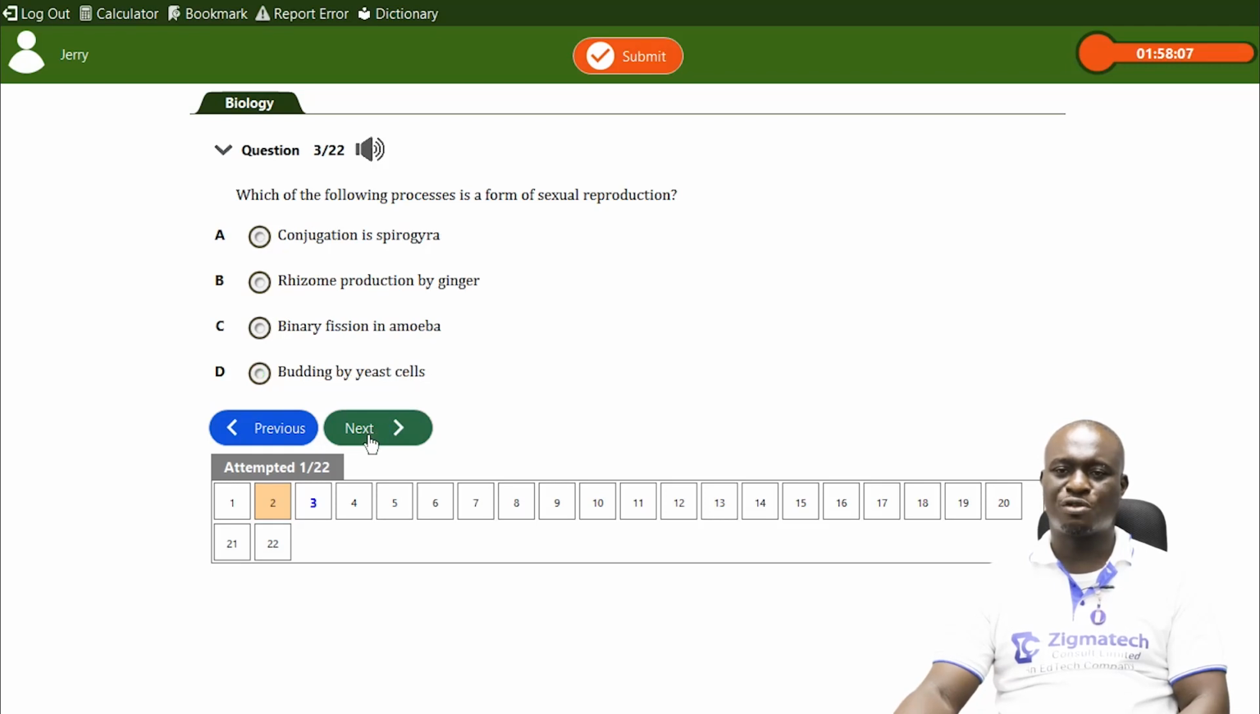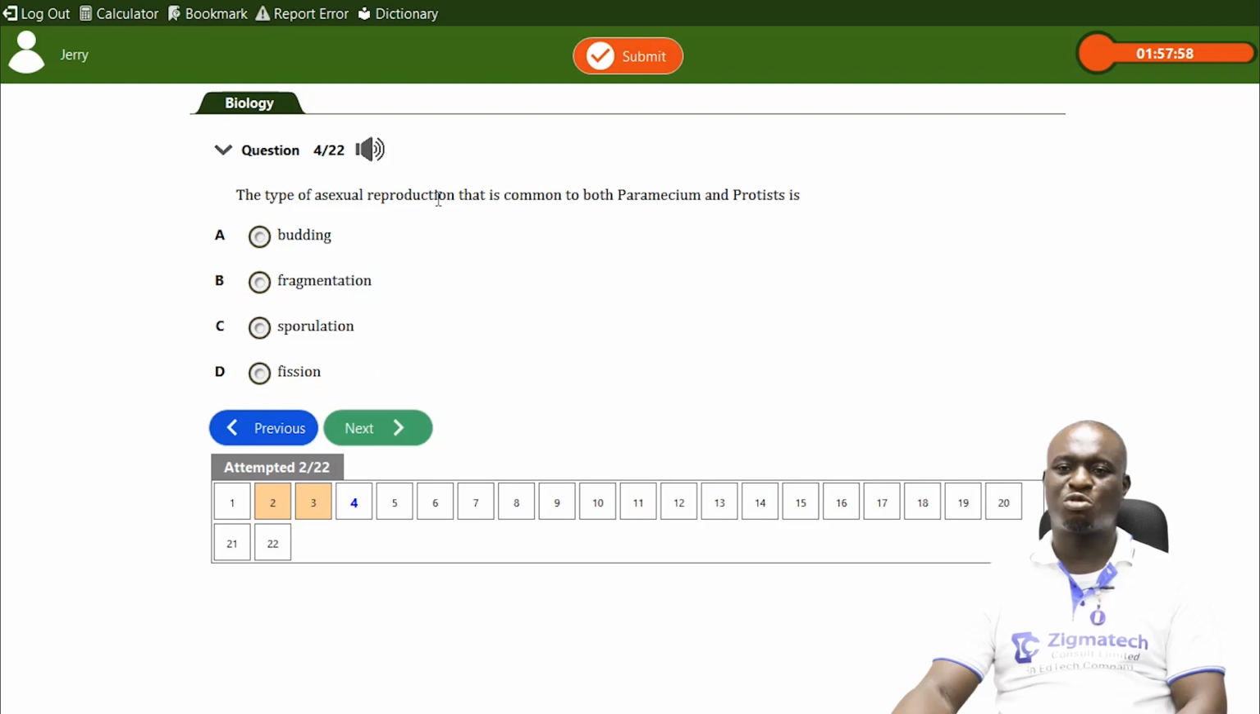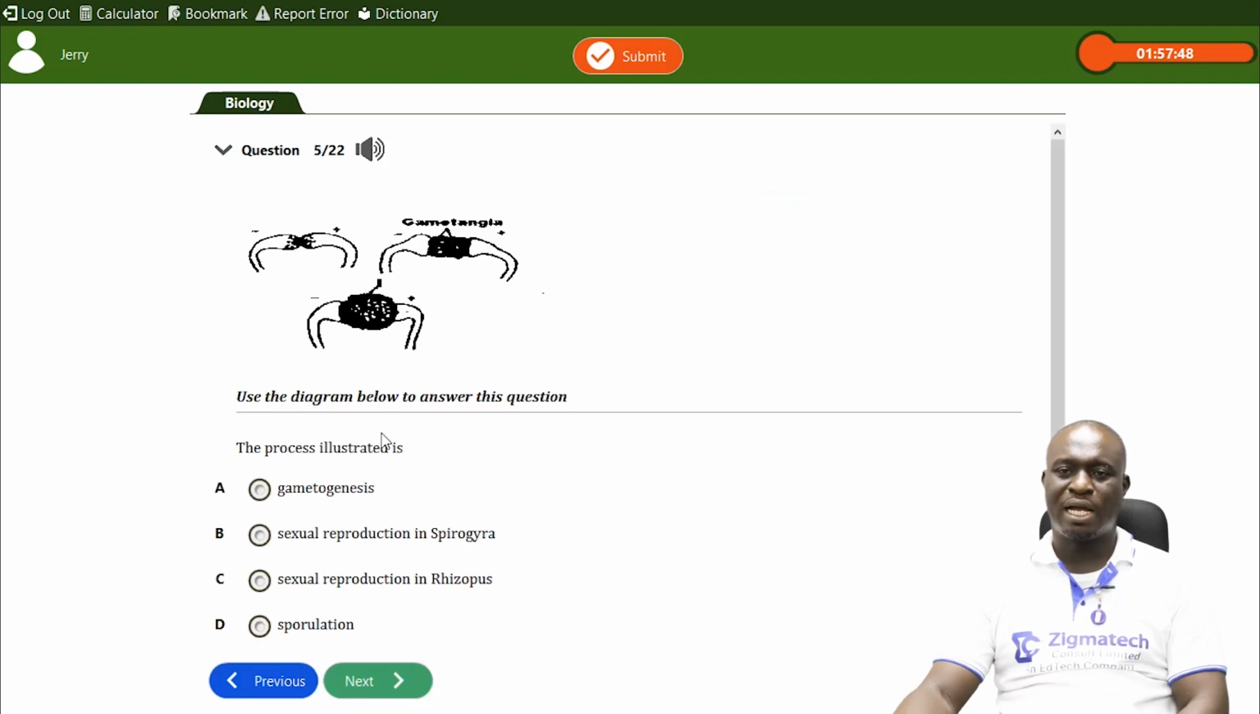And then question 3 asks about the type of asexual reproduction that is common to both paramecium and protists, and the correct answer is fission, which is binary fission. And then also, let's take a look at this. They say the process illustrated here is sexual reproduction in rhizopus.